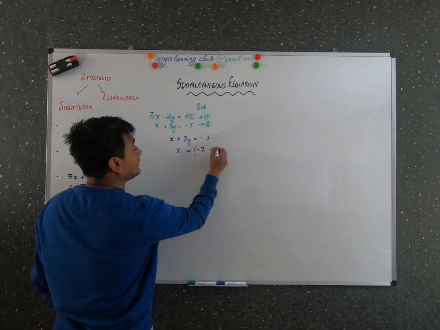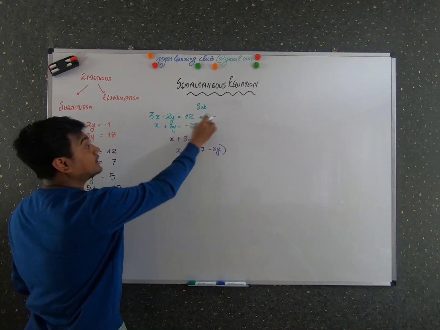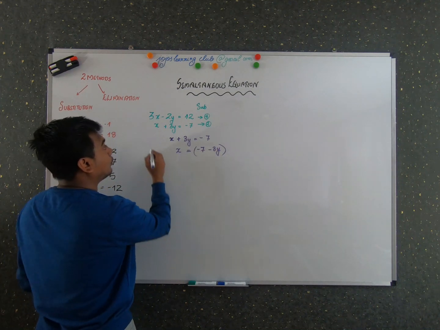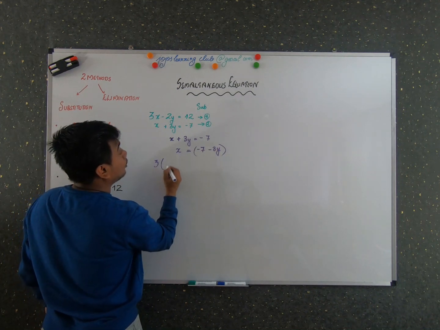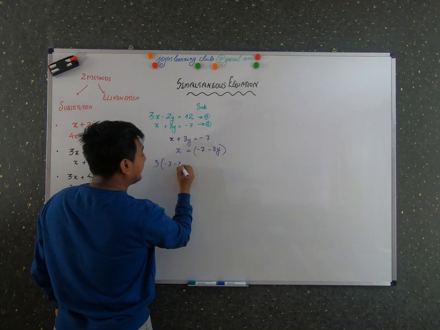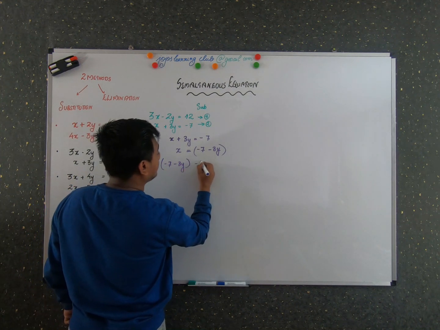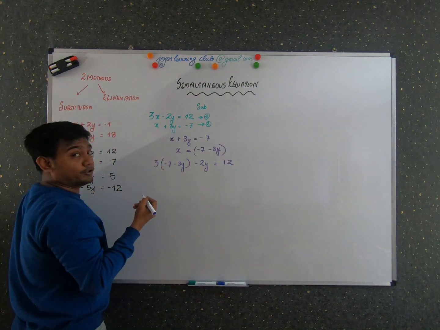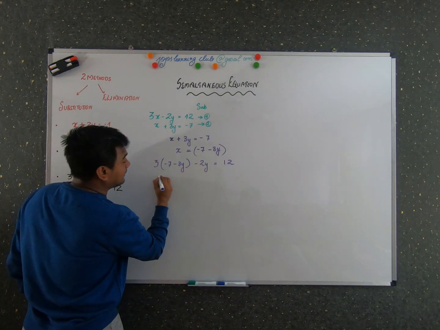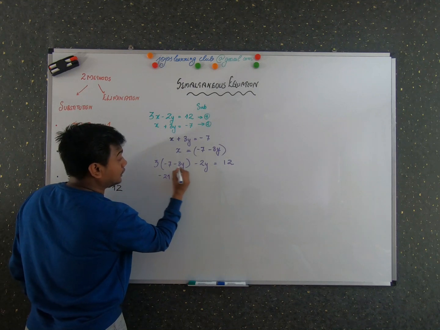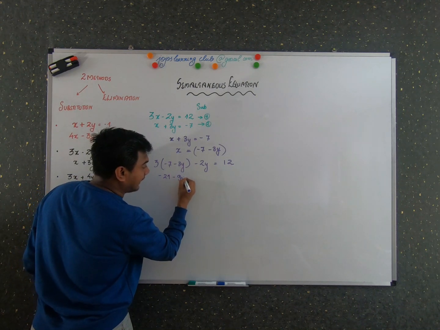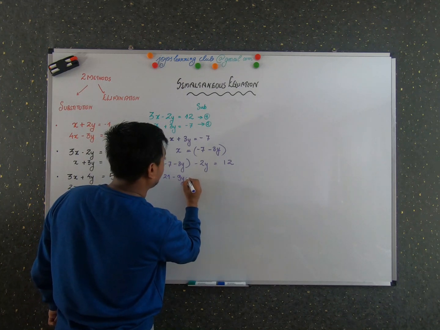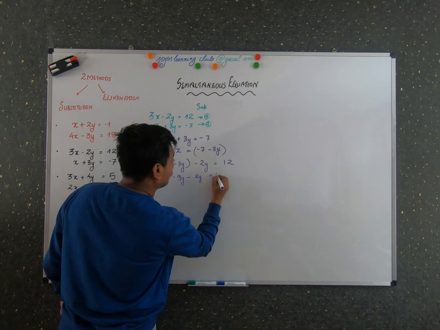You can substitute this value for x in equation 1, because you took it from equation 2. So 3 into minus 7 minus 3y minus 2y is equal to 12. Now what are you going to find? 3 into minus 7 is minus 21. 3 into minus 3y is minus 9y. And minus 2y is equal to 12.